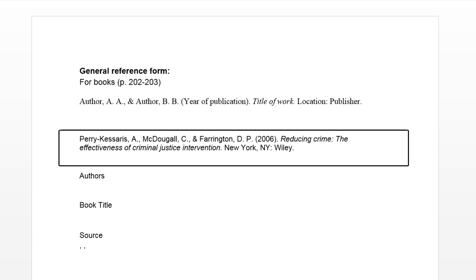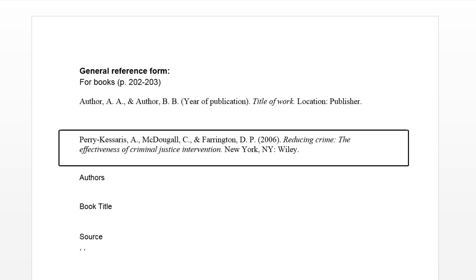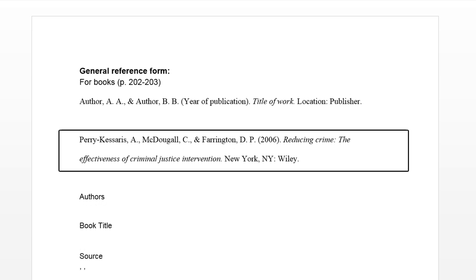To finish the reference, change the font to Times New Roman, the size to 12 point, the line spacing to double space, and the indentation to hanging indent.